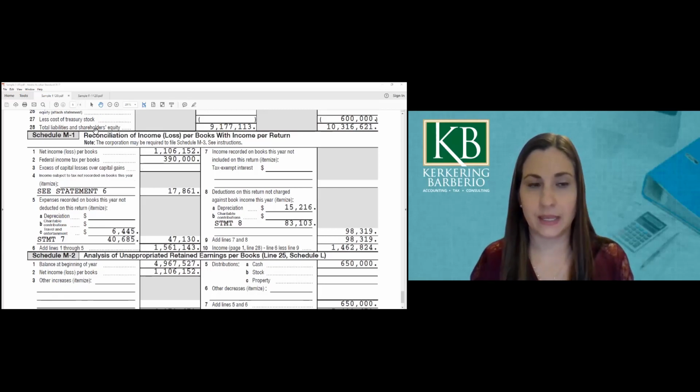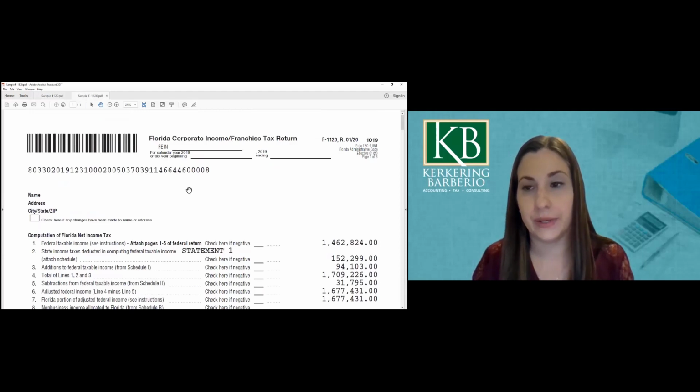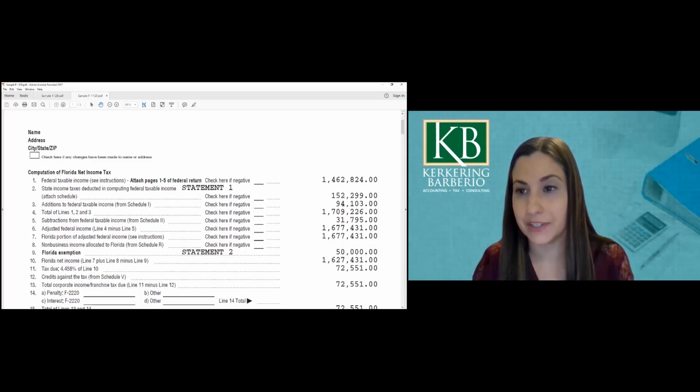The difference here with our corporate taxpayers is that they are not finished when they file their Form 1120. If they're a Florida taxpayer, they are going to file Form F1120, which is the Florida Corporate Income and Franchise Tax Return. So as you can see, we have a similar income number here of 1.4 million. You recognize that from the 1120 return that we just looked at. That's no different, but we do have some federal and state tax differences.